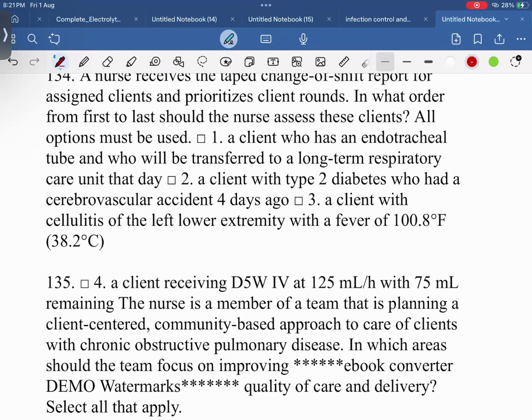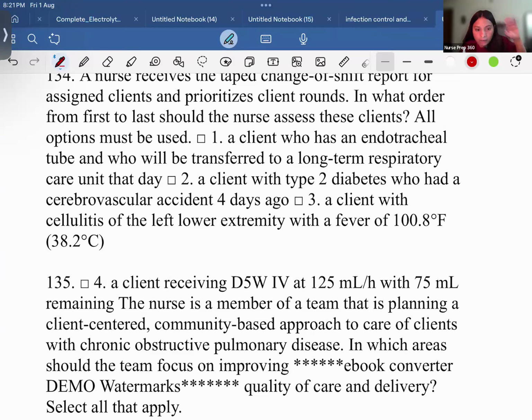There's a cellulitis and a fever. Cellulitis means inflammation of your cellular layer, tissue layer, and there's a fever. So fever is a sign and symptom associated with the cellulitis. Yes, this is a priority, but fever is very normal.